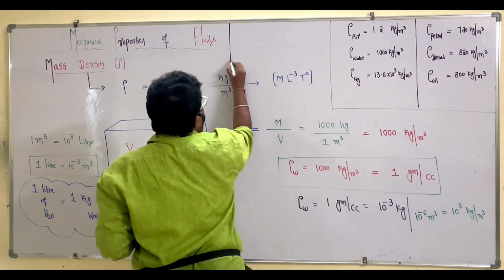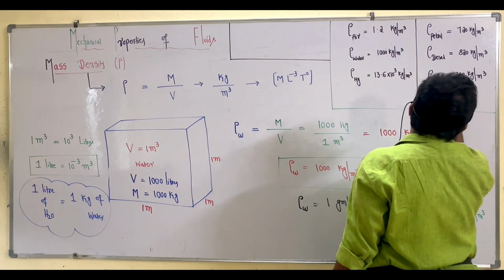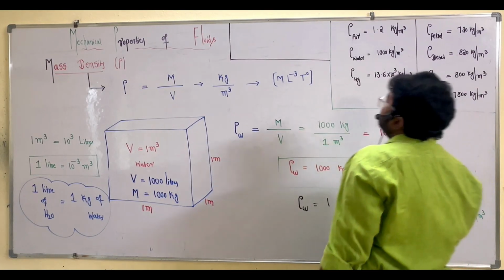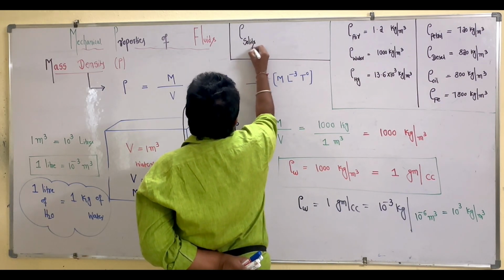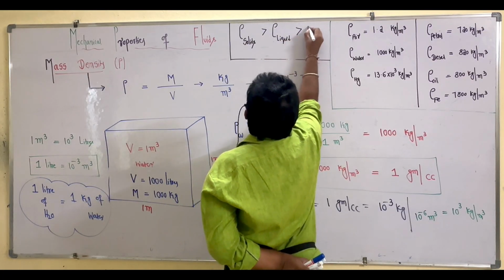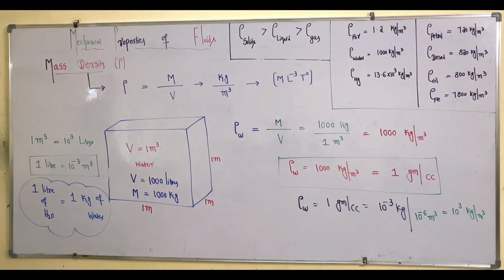So here we can write density of the iron, 7,800 kg per meter cube. Density of the solids is greater than density of the liquids, which is greater than density of the gas. Clear? Completed.